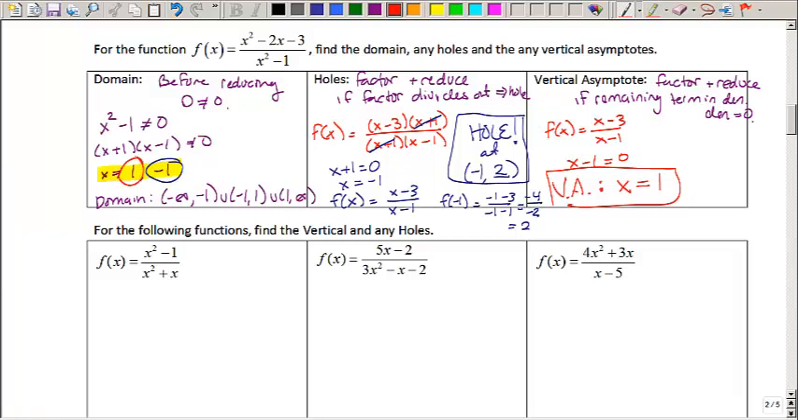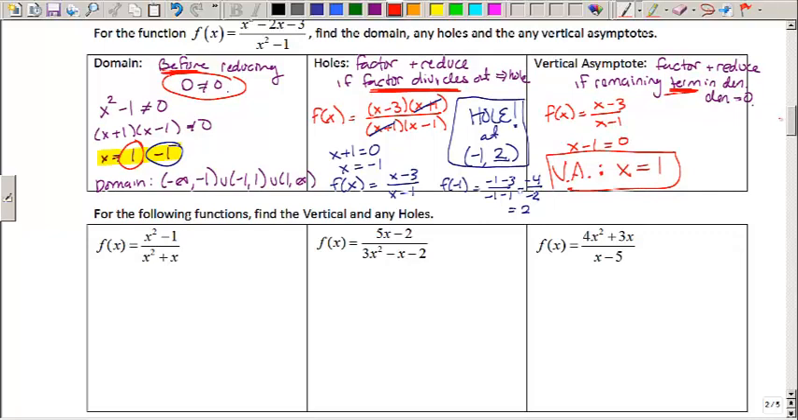So the excluded domain values will tell you if you either have a hole or vertical asymptote, so they're all very related. And a lot of students have a hard time figuring out which one is which, so that's why I put all three here together. The domain is found by setting the denominator equal to 0 before reducing. The holes are found by setting the denominator equal to 0 if it divides out. And the vertical asymptote is found after reducing if it doesn't factor out, if you still have terms in the denominator. And that's the difference between those three.